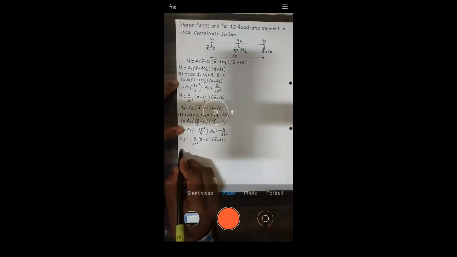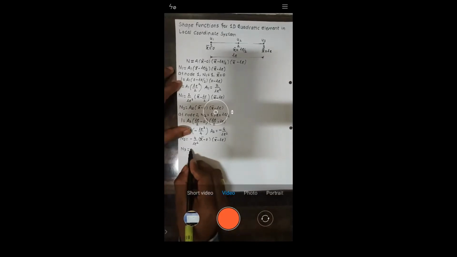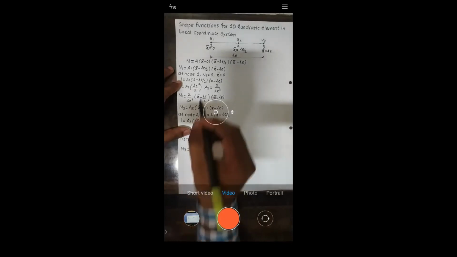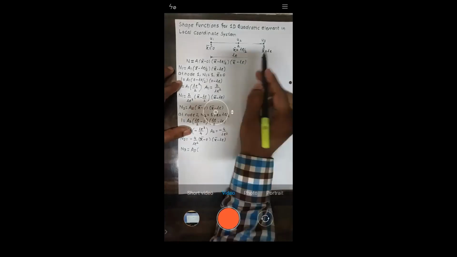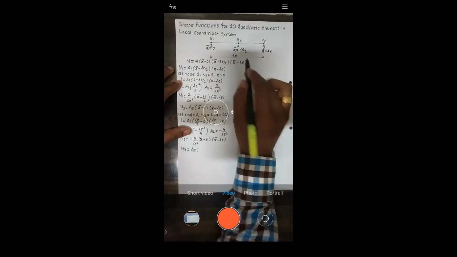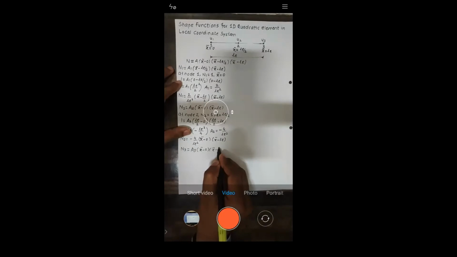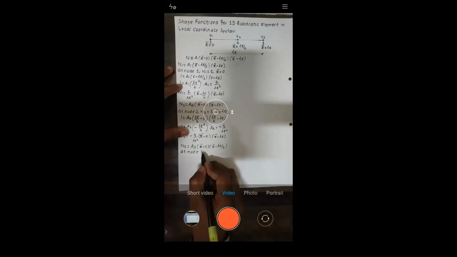Now go for N3. Now tell me, what is N3? N3 is equal to A3 into x bar minus 0 into x bar minus Le by 2. You write down these two terms. The last term you don't write down because it is for node 3. We are writing for N3, so it is x bar minus 0 and x bar minus Le by 2. Is it okay?